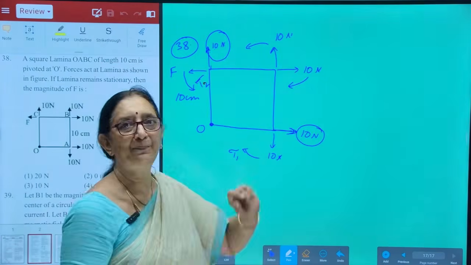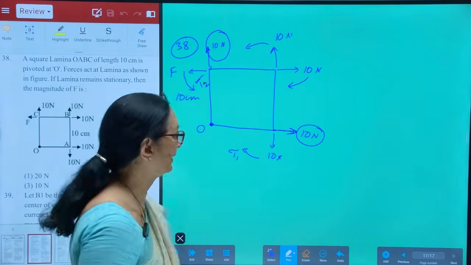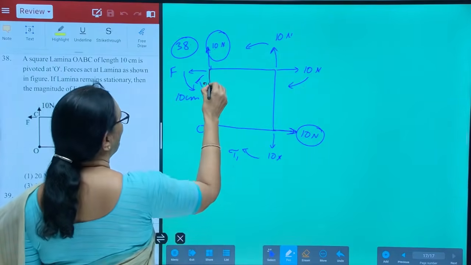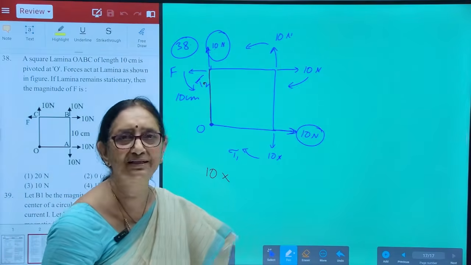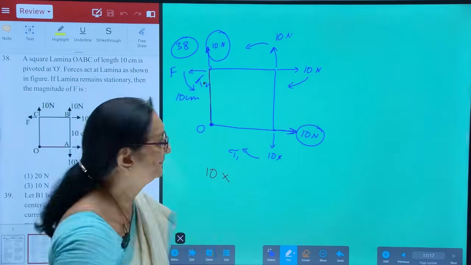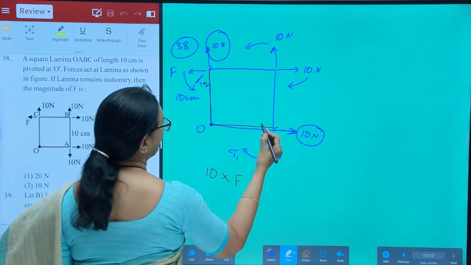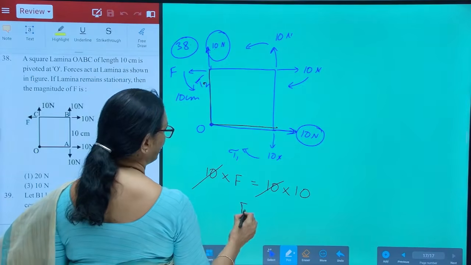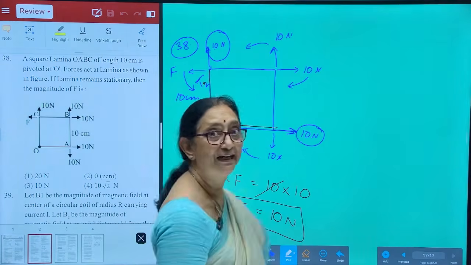That square plate remains stationary if the net torque is equal to 0. So, definitely the torque due to this force, this perpendicular distance is 10 centimeters. We need not convert that into meters because on both sides it is in centimeters, they get cancelled. 10 into F is equal to this distance, which is also 10, into 10 Newton, and this and this get cancelled. So, the force applied at that point is 10 Newton.